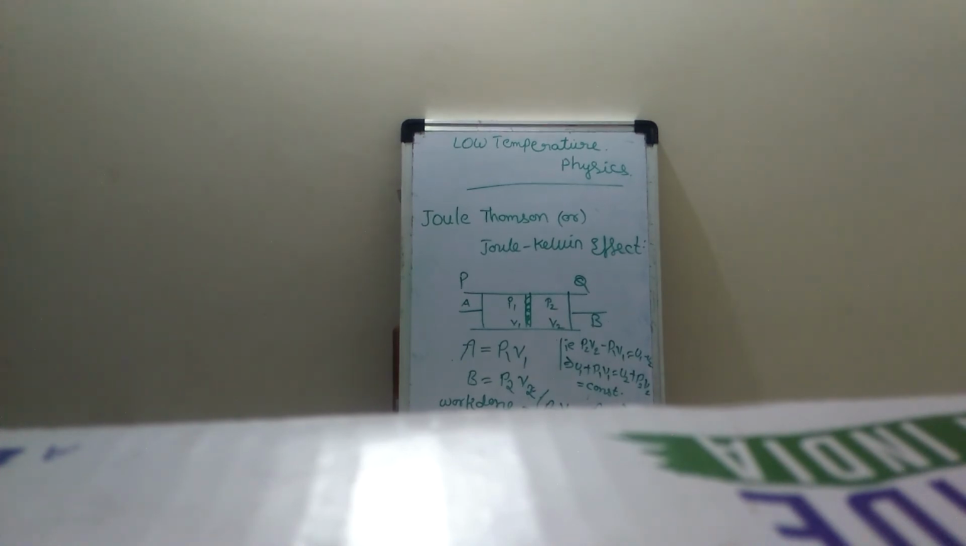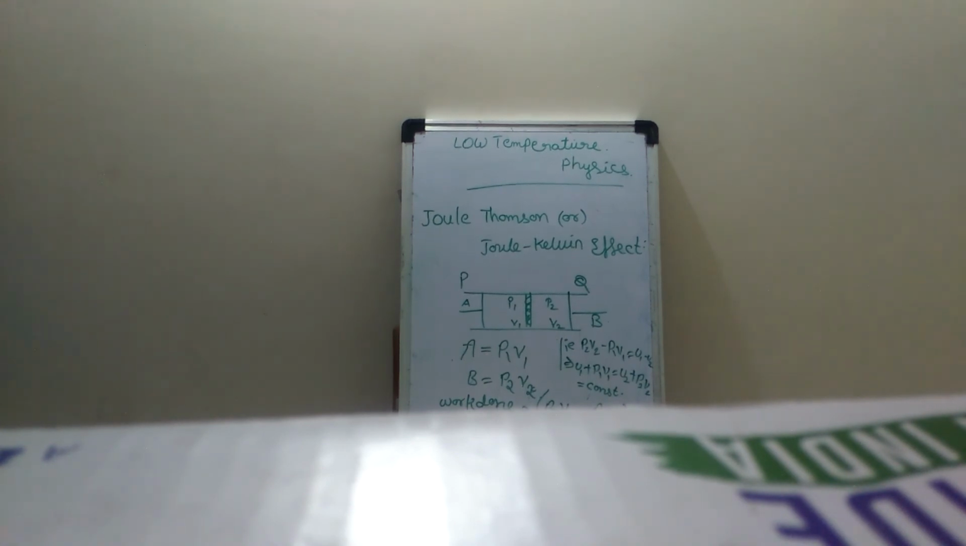Now consider a perfect gas. In the case of a perfect gas, Boyle's law is obeyed, that is P1 V1 equals P2 V2. Hence, U1 equals U2. The Joule Thompson effect is zero for a perfect gas. For real gases, P1 V1 is not equal to P2 V2.